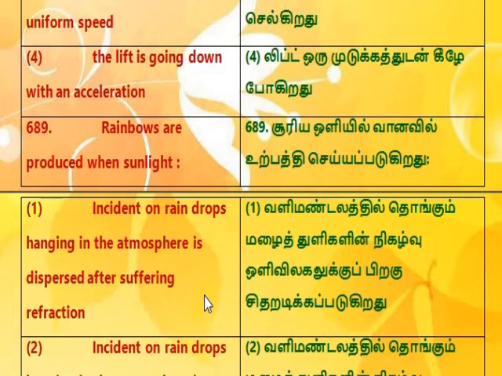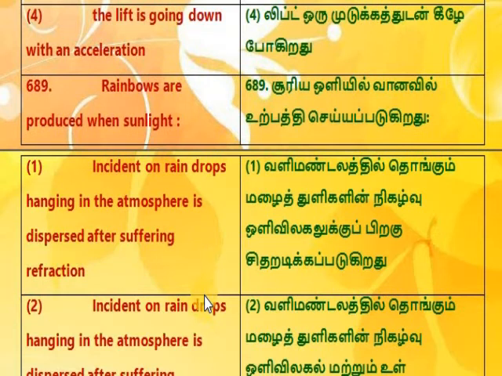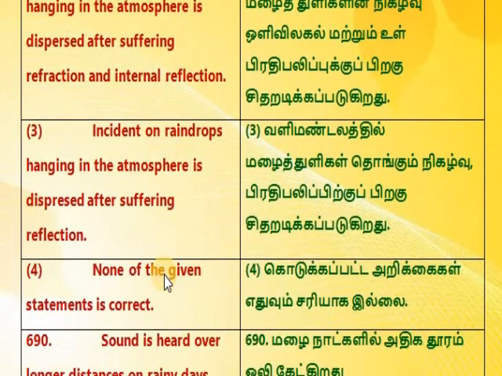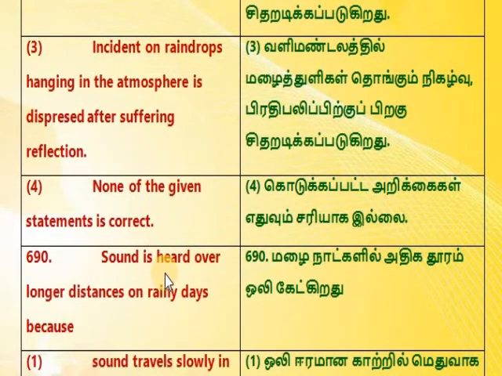689. Rainbows are produced when sunlight: 1. Incident on raindrops hanging in the atmosphere is dispersed after suffering refraction, 2. Incident on raindrops hanging in the atmosphere is dispersed after suffering refraction and internal reflection, 3. Incident on raindrops hanging in the atmosphere is dispersed after suffering reflection, 4. None of the given statements is correct.